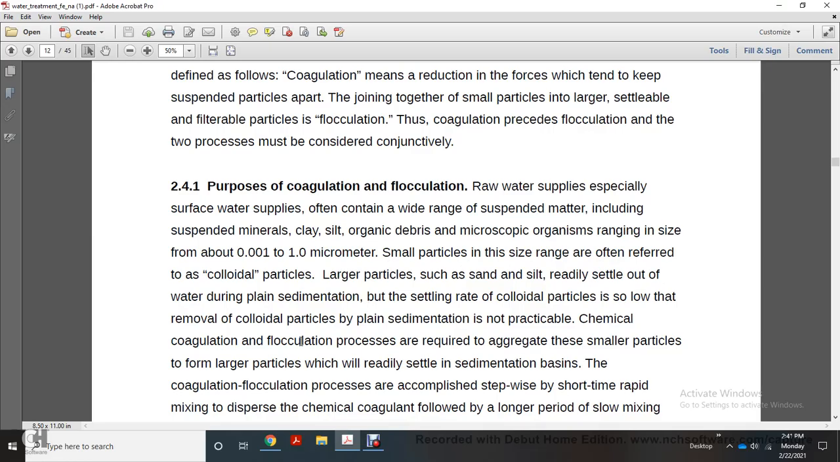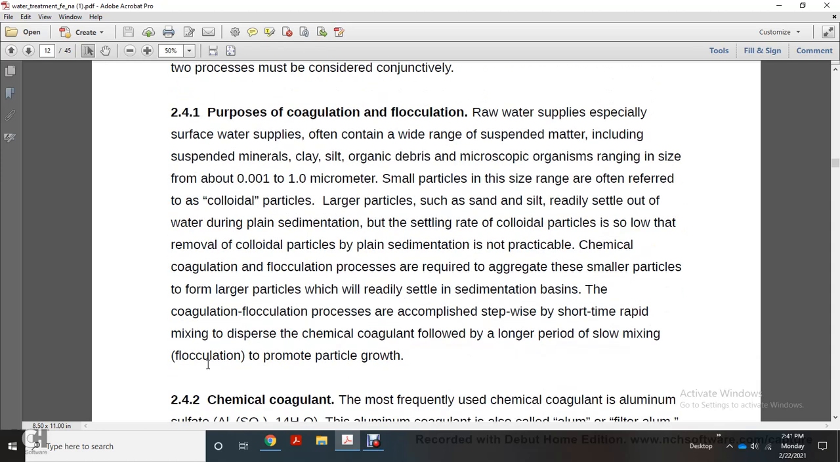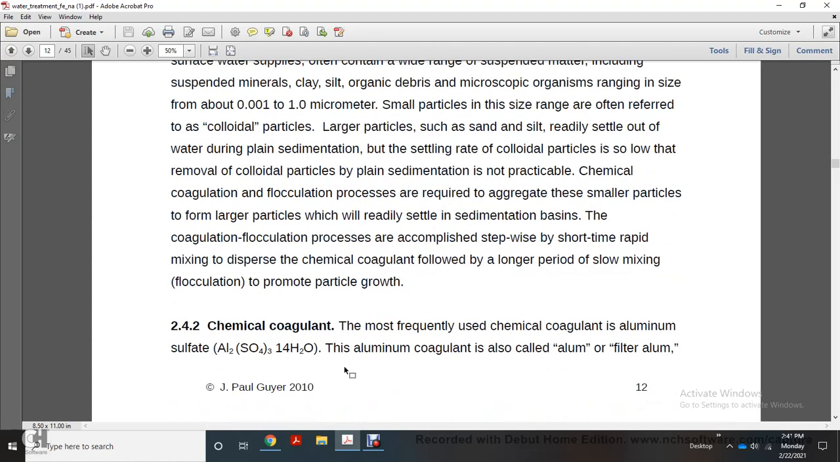Chemical coagulation and flocculation processes are required so that the small particles aggregate into larger particles which are readily sedimented and settle in the sedimentation basins. The coagulation-flocculation process is accomplished by stepwise, short-time rapid mixing of the dispersed chemical coagulant, followed by a longer period of slow mixing, flocculation, to promote particle growth.